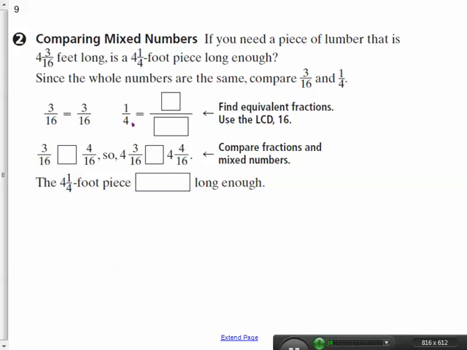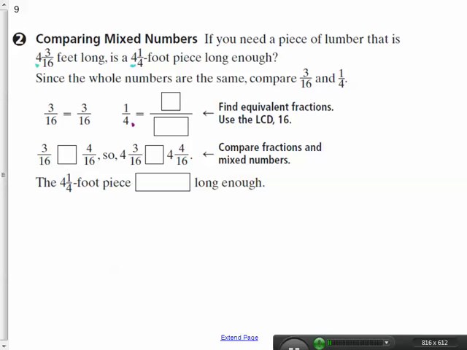And this time we're comparing a mixed number. So first of all, it could be something as easy as I have a piece of lumber. I need a piece of lumber that is 4 3/16 feet long. Is 4 1/4 piece of lumber going to be long enough? The first thing I could do is see, is my whole number the same? Well, yeah, my whole number is the same, so now I need to look at my fraction.